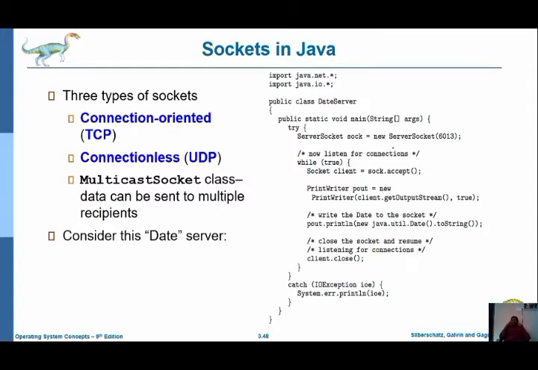The multicast socket can be used with either connection oriented or connectionless communication, but we can send data to multiple users. In that situation, we can use a multicast socket. If it is connection oriented, we use the TCP protocol. If it is connectionless, we can choose UDP. The only variation is whether the communication is among a single user or multiple users or multiple nodes.